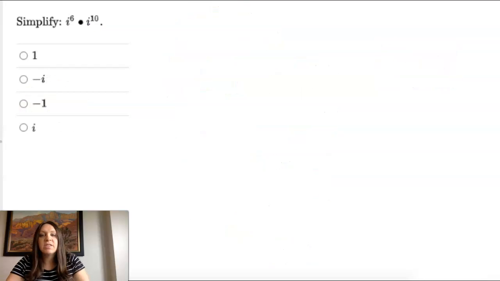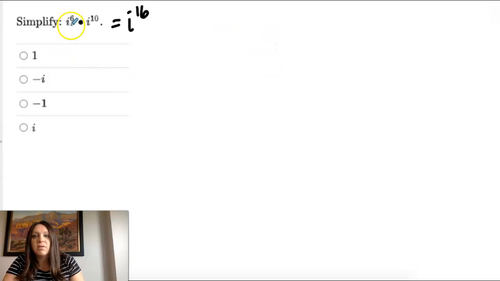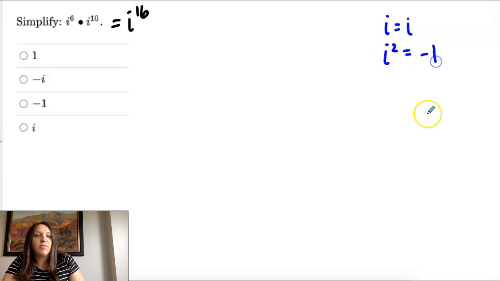Sometimes we want to multiply just the i's. So this becomes i to the 16th. And we want to simplify this down. So we went over this in 2.1, but I'll go over it again. If I take i squared, I get negative 1. i to the third is negative i, and i to the fourth is positive 1.